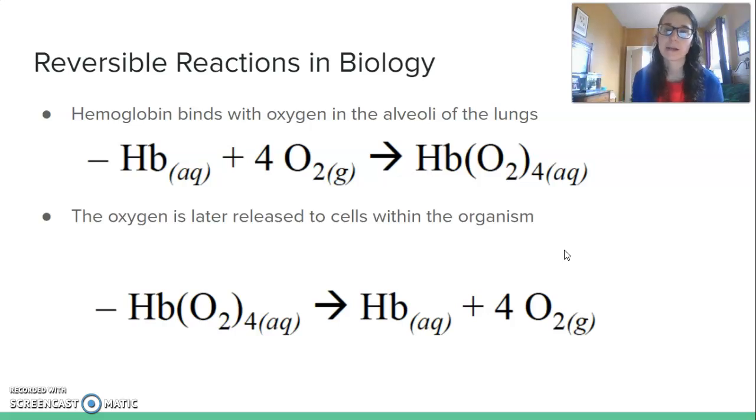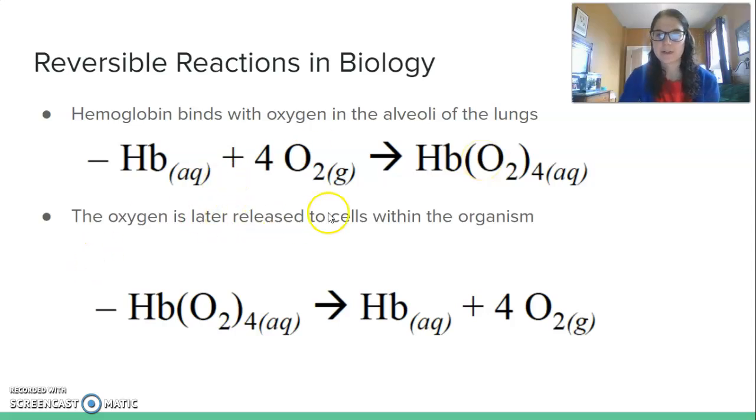Reversible reactions are also applicable in biology a lot. In your blood, you have hemoglobin, which is a protein, and this is what carries oxygen through your blood to your organs so that they can function. In your lungs, you have blood vessels and these little pockets called alveoli. The hemoglobin that is not bonded with oxygen flows through your blood to your lungs, and then it grabs onto this oxygen to make this hemoglobin-oxygen complex.